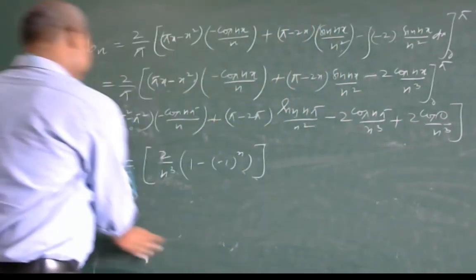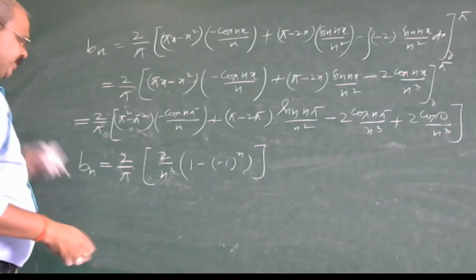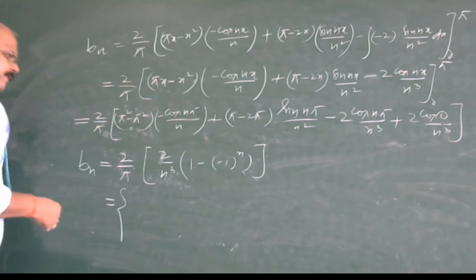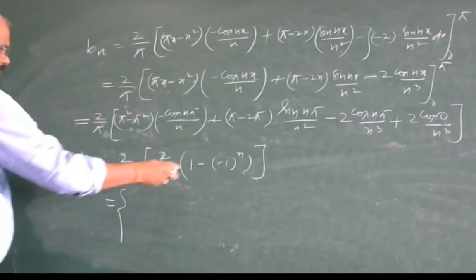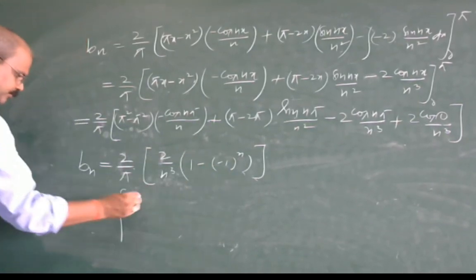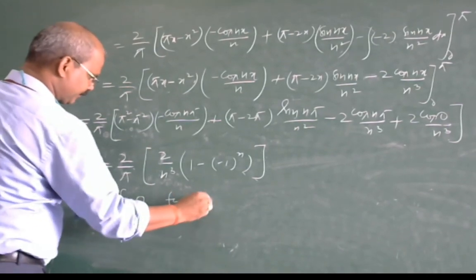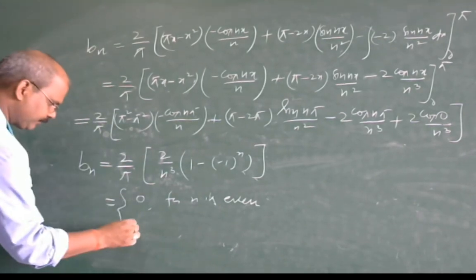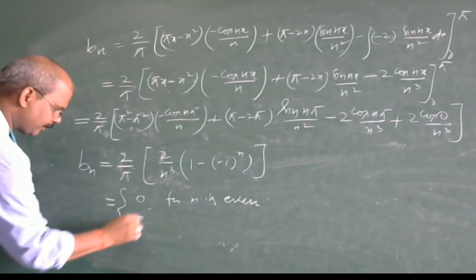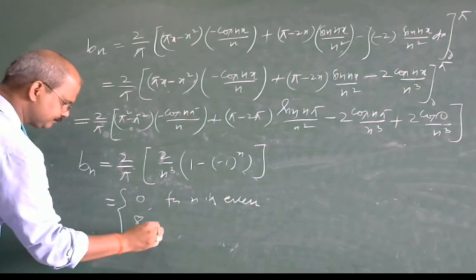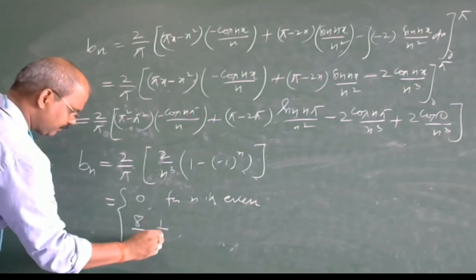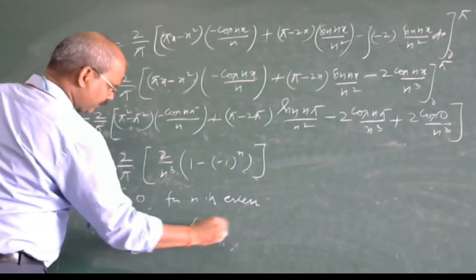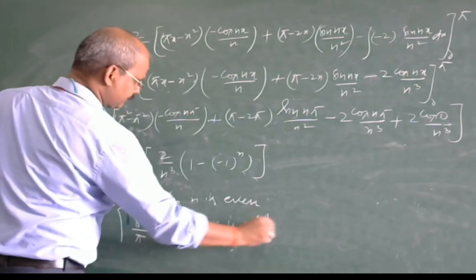Since b_n is under the summation sign which varies from 1 to n, by giving the even value of n, we will find that 1 minus 1 becomes 0. So b_n is 0 for n even, and this is 8 upon pi, 1 upon n cube, for n odd.